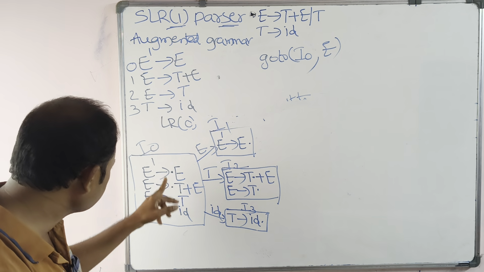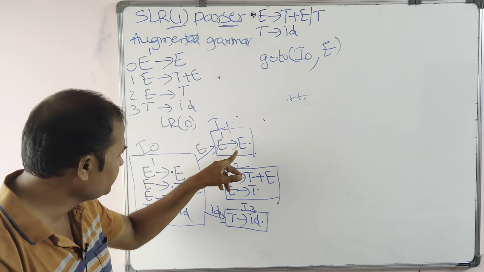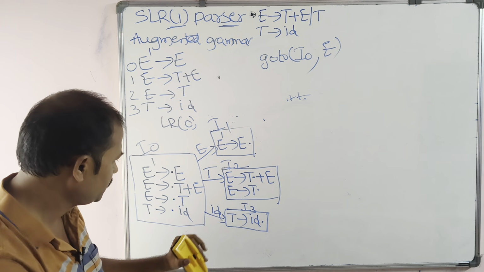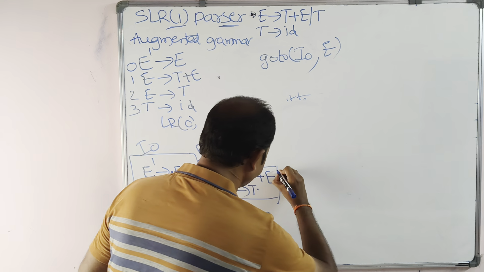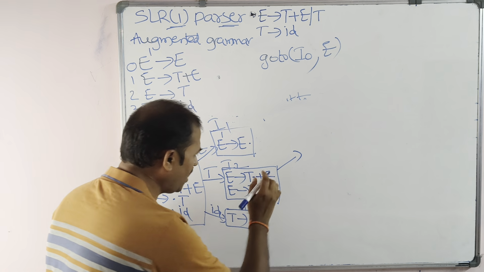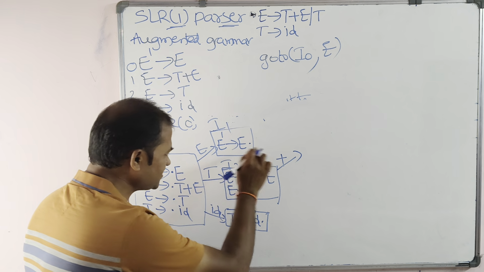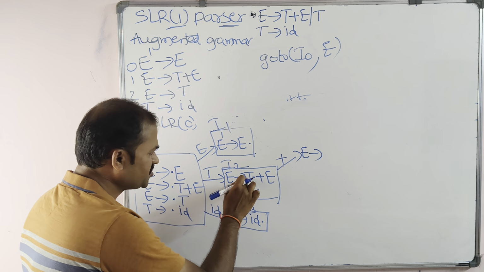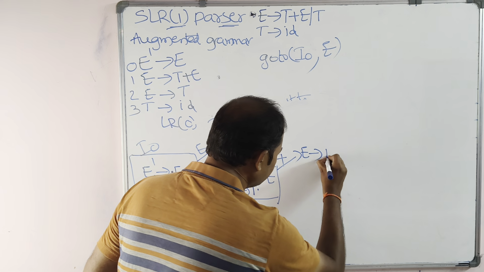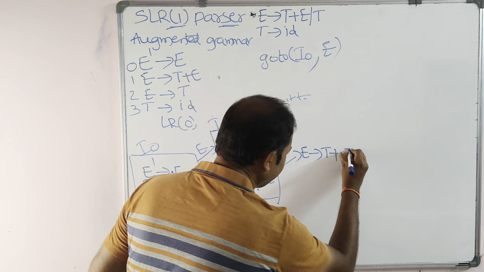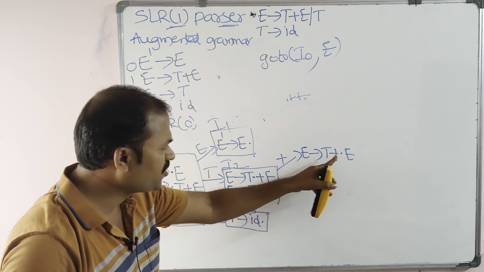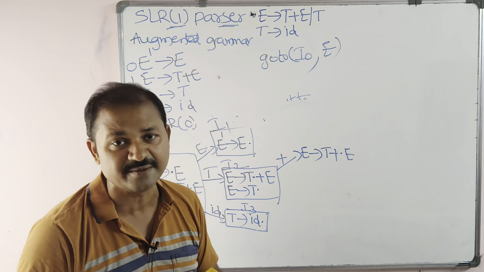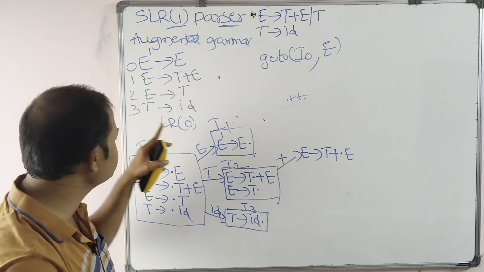So the processing of I0 is over. Next, I1. Here the dot is at the right side, so we can't apply goto now. So let us focus on I2 now. After the dot we have plus, so apply plus on I2. Then E produces, the dot will be shifted one position to the right: T plus dot E. After the dot we have a non-terminal, so find the closure of the non-terminal E. That means write the productions of E.